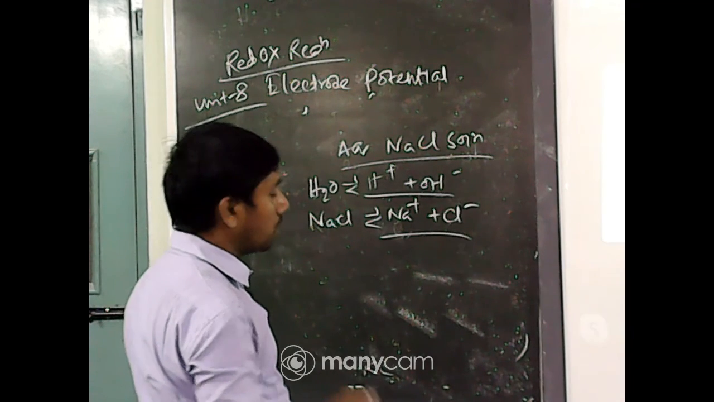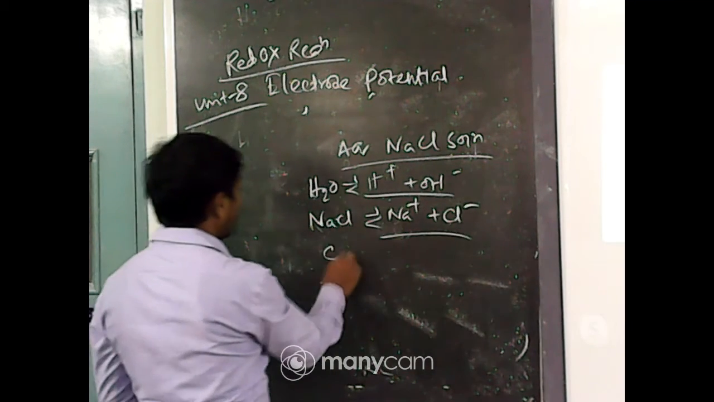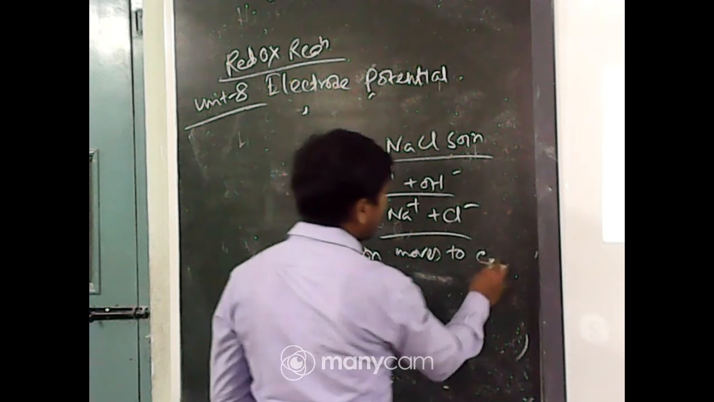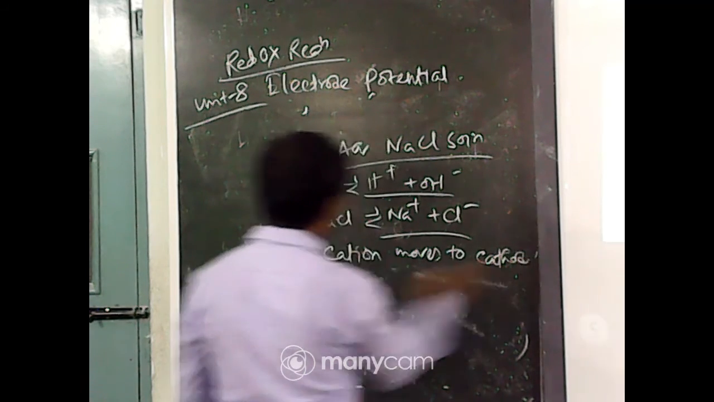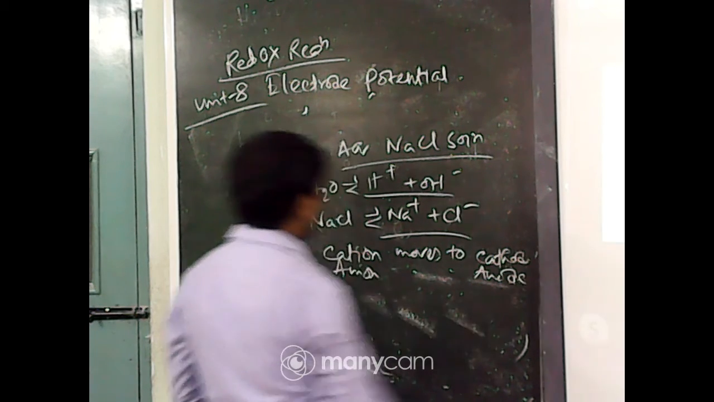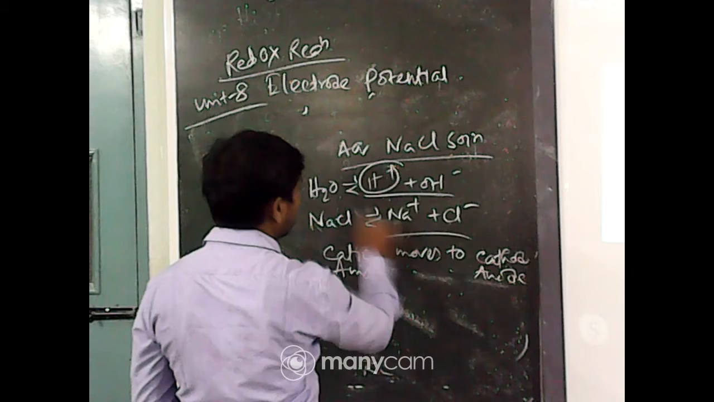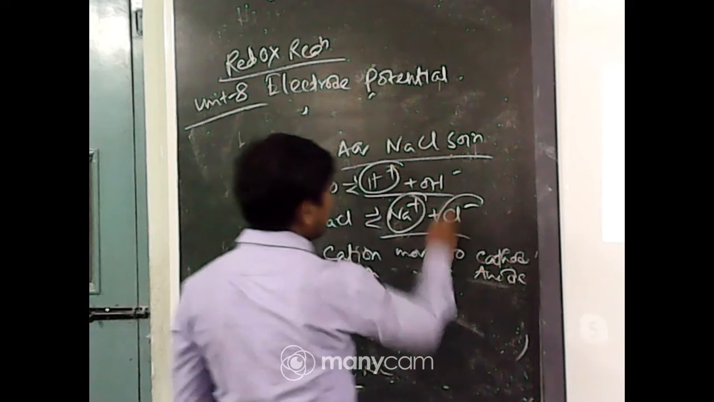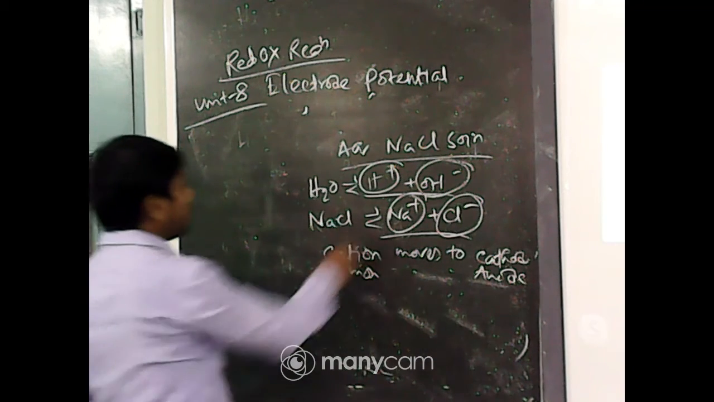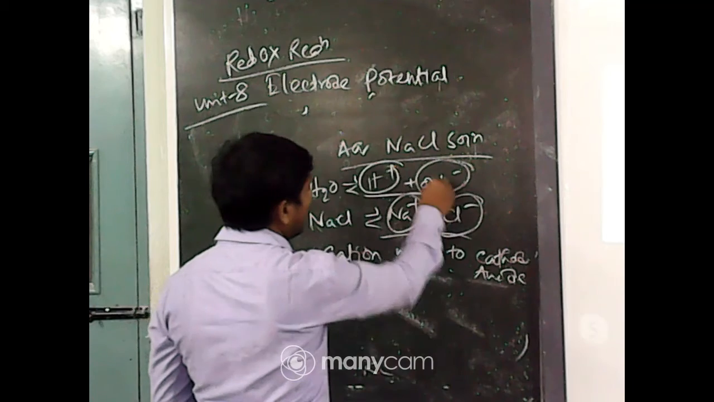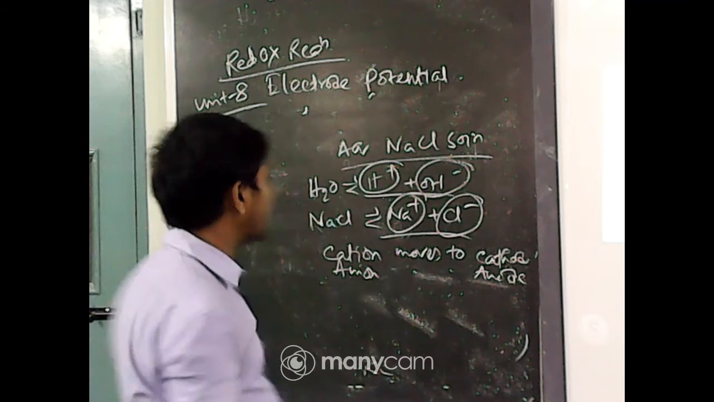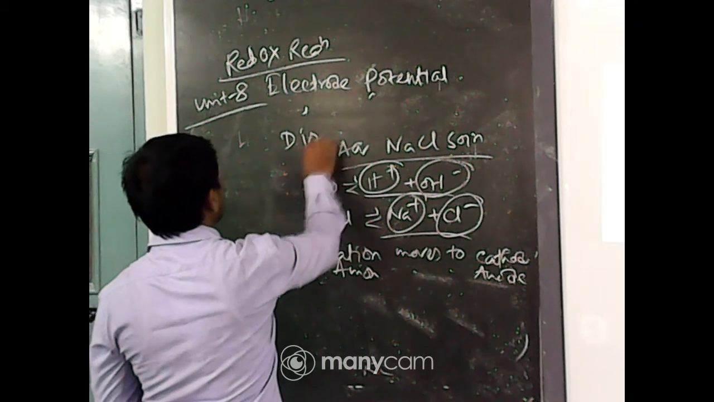Now according to the law of electrolysis, cations move to the cathode and anions move towards the anode. Now the cations here are H plus and Na plus and the anions are Cl minus and OH minus. Now what happens? There is a competition of H plus and Na plus, and OH minus and Cl minus. Now there is a term, that is discharge potential. The term is discharge potential.